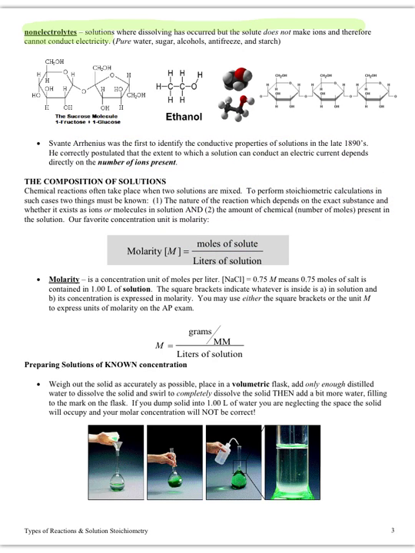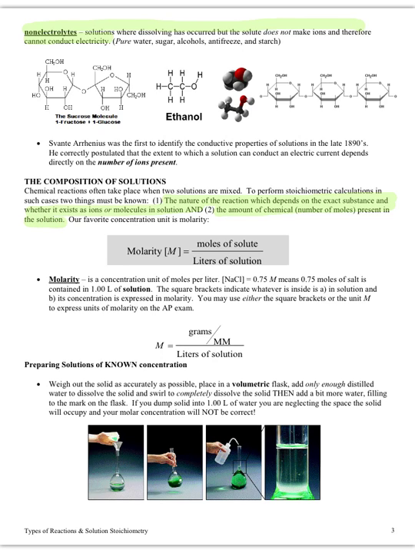All right, here comes some really important information: the composition of solutions. Chemical reactions often take place when two solutions are mixed. To perform stoichiometric calculations in such cases, two things must be known. Number one, the nature of the reaction, which depends on the exact substance and whether it exists as ions or molecules in solution. That's why knowing whether something is strong or weak is important. And number two, the amount of chemical, or the number of moles, present in solution.